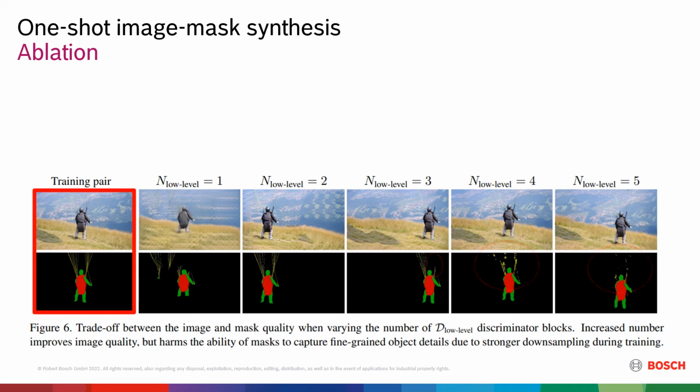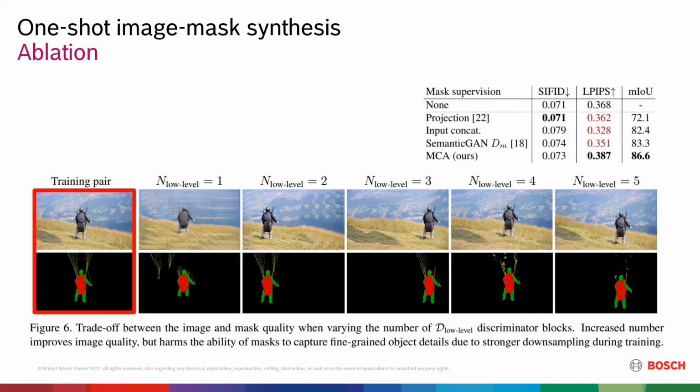Although having this limitation, the OSMIS discriminator still outperforms alternative ways to incorporate segmentation masks, such as simple concatenation to input images. Note that in this table, our mask content attention achieves the highest image diversity and quality of produced segmentation masks.